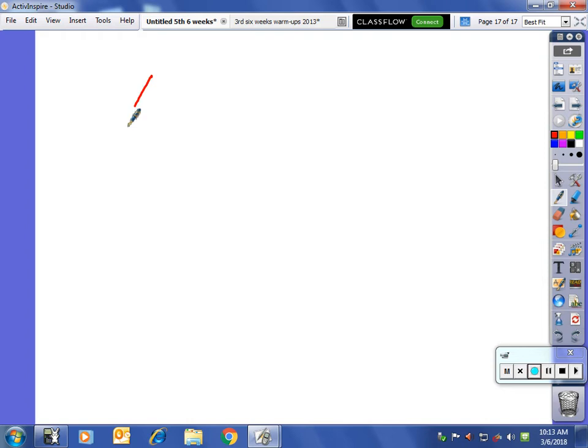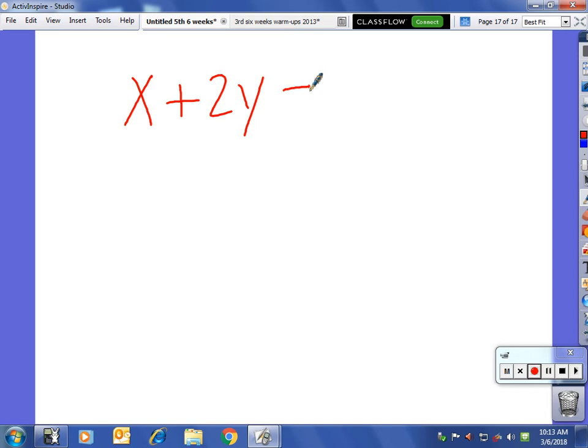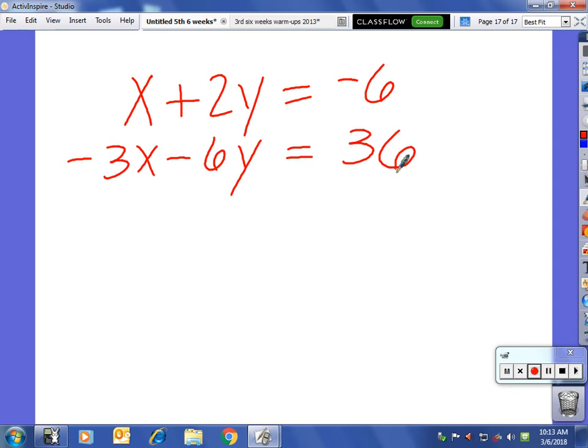All right, here are the two weird cases. X plus 2y equals negative 6. Negative 3x minus 6y equals 36. And they're already set up kind of nicely for you. You don't have to do that much rigging, but something weird's going to happen here. I want you to see.